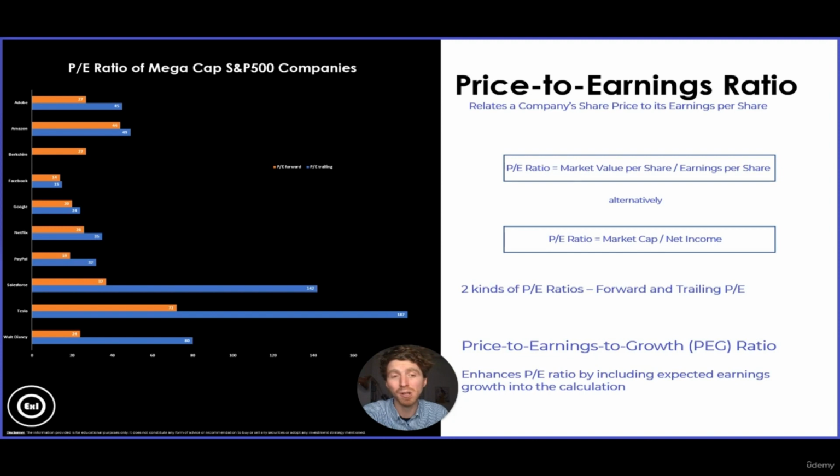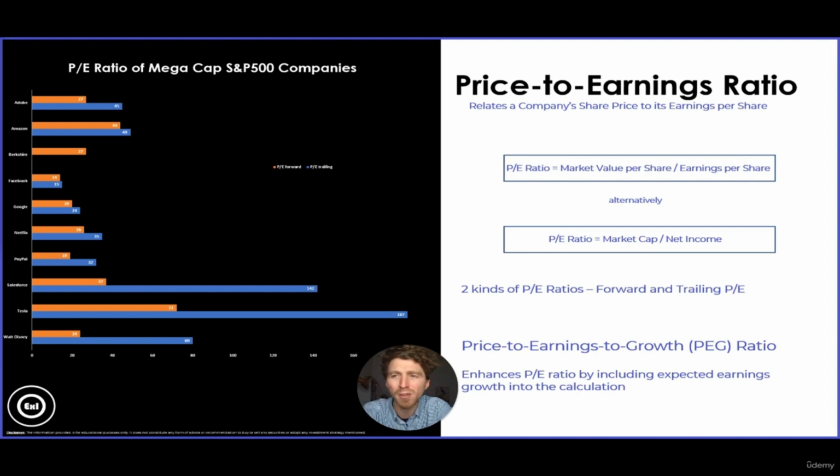One tip or advice I would like to give you here is to also have a look at the price to earnings to growth ratio. This is especially interesting for high growing companies, since it also takes into account the growth rate of the corresponding company. On the left side, I showed you the PE ratios, both forward and trailing, of mega cap companies out of the S&P 500, and let's have a look together at some examples.